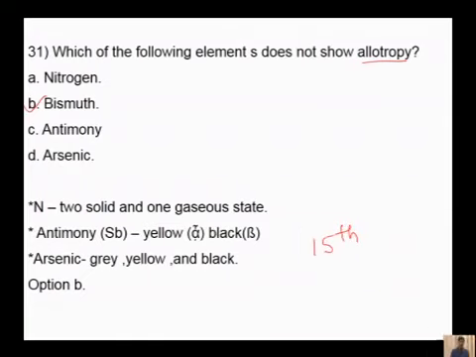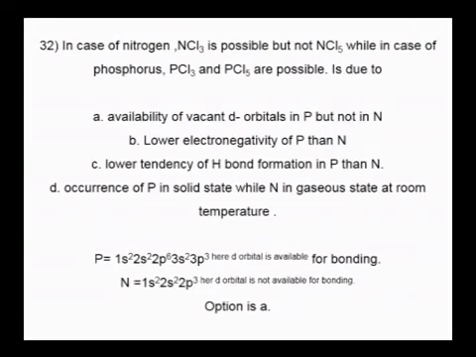Why are the other options not correct? See that one. Nitrogen has 3 allotropic forms, 2 solid and 1 gaseous state. Antimony has 2 allotropic forms, yellow and black, and arsenic has 3 allotropic forms, gray, yellow and black. But bismuth has no allotropic form, hence the correct option is B.